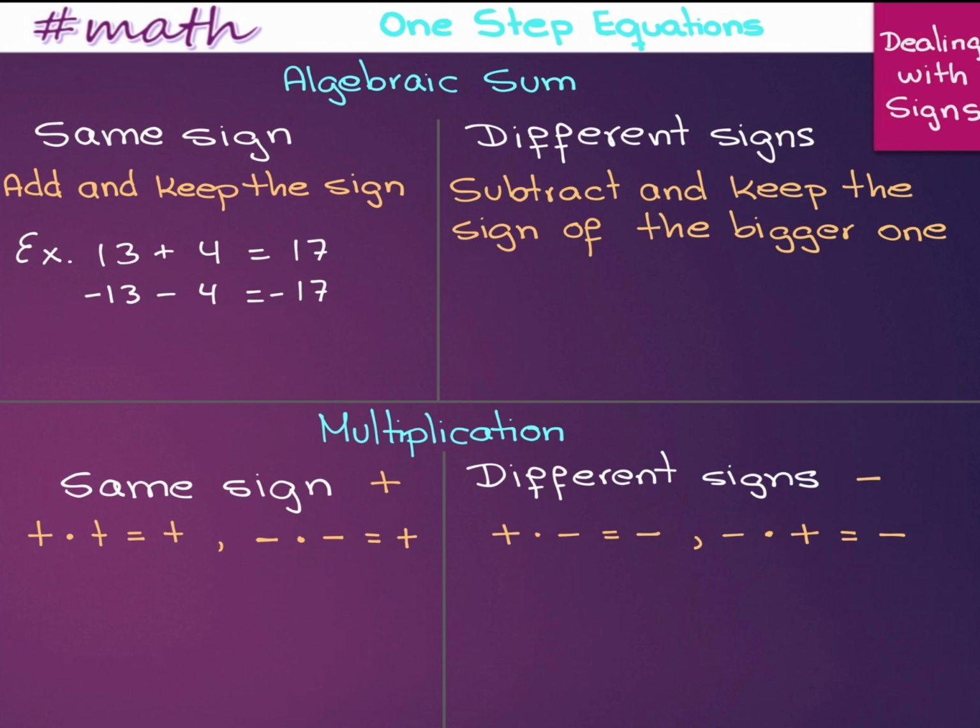Both are negative. My answer is negative 17. Another example, add negative 5 to negative 25. You add 5 plus 25 is 30, and you keep the sign, which is negative. It's negative 30.